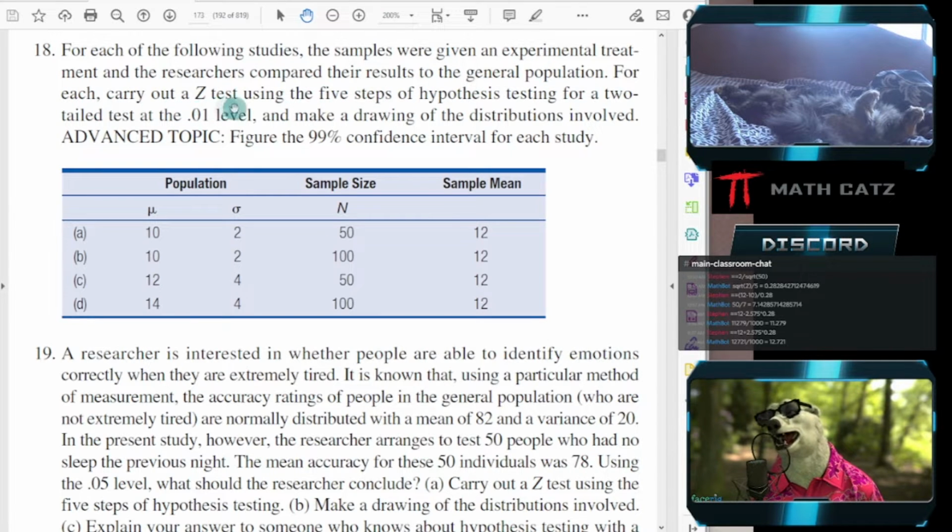For each, carry out a z-test using the 5 steps of hypothesis testing for a two-tailed test at a 1% level and make a drawing of the distributions involved. Also, let's find a 99% confidence interval. One thing at a time though. We're going to give ourselves some time and slowly break down the steps in hypothesis testing. So we don't have to worry about all of it. We just want to do one step at a time.